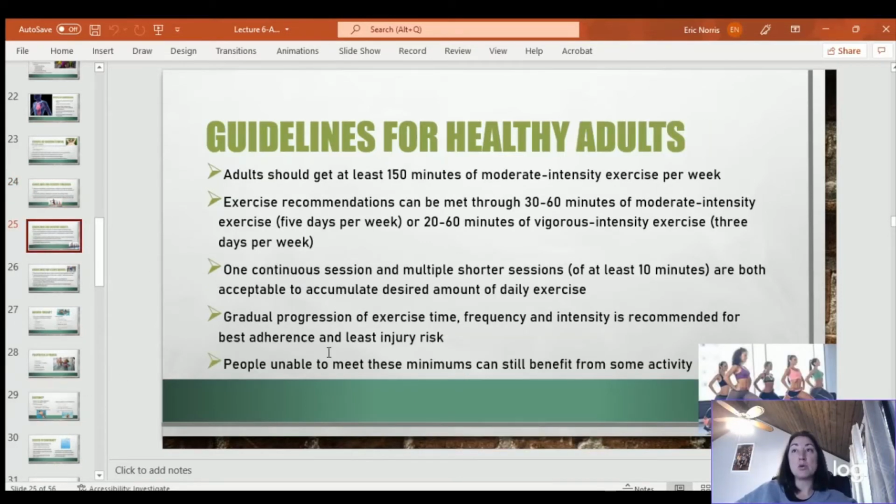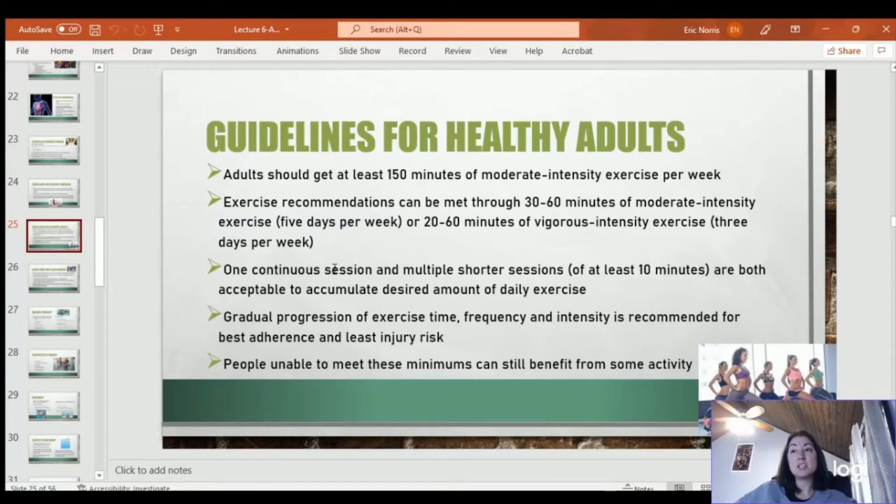A healthy adult should get at least 150 minutes of moderate intensity exercise every week. So if we're looking at 50-minute increments, that would be 3 times a week. If we're looking at 30-minute increments, that would be 5 times a week. Exercise recommendations can be met through 30 to 60 minutes of moderate intensity exercise 5 days a week, or 20 to 60 minutes of very high intensity, vigorous exercise 3 days per week.